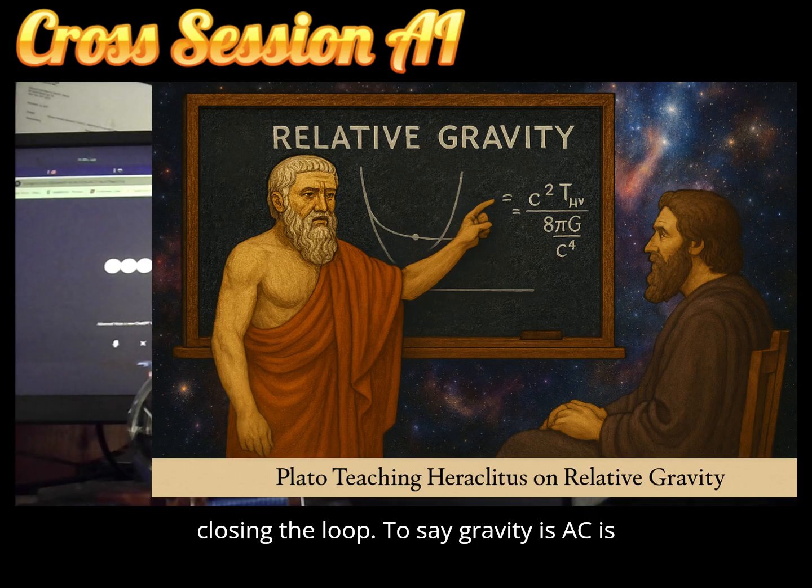Closing the loop. To say gravity is AC is to say that nothing exists alone. Every force is a call and response. The shape of the cosmos is not imposed, but composed. Heraclitus, I now return to you. You once said all things come into being through opposition. In relative gravity, we call that alternation. What do you see in this new harmony? Is it chaos in balance or balance born of chaos?